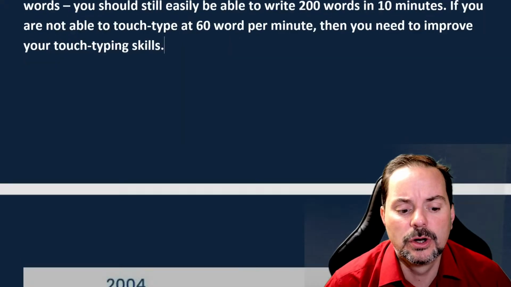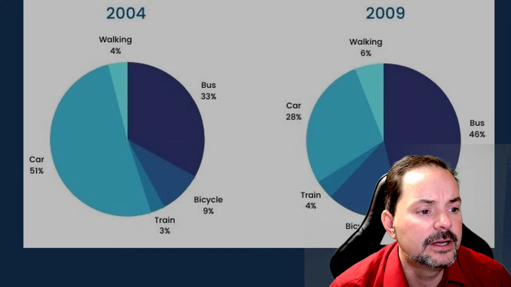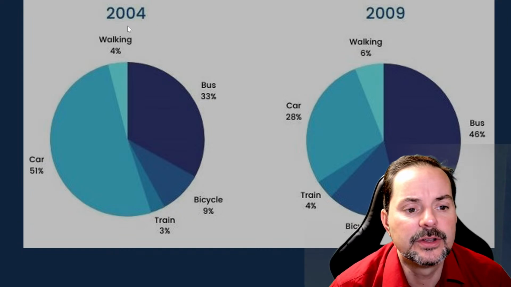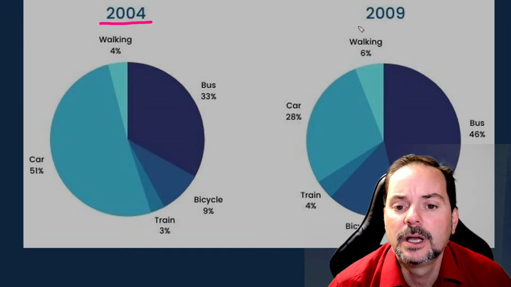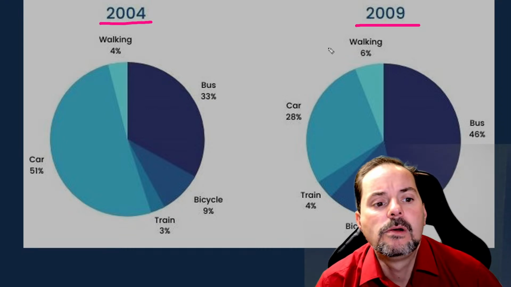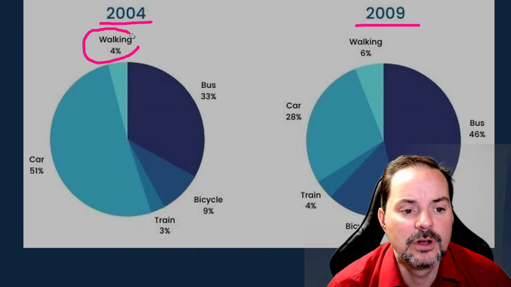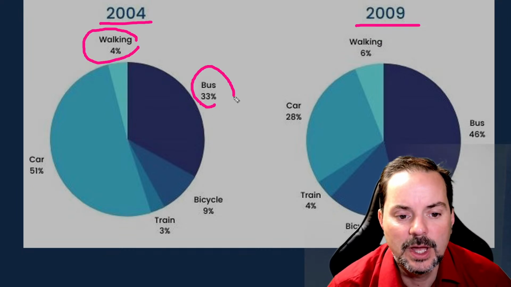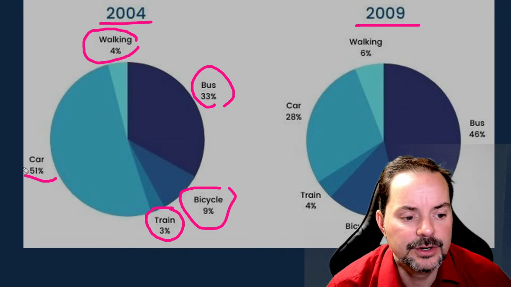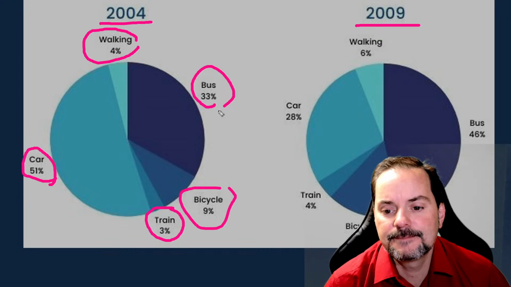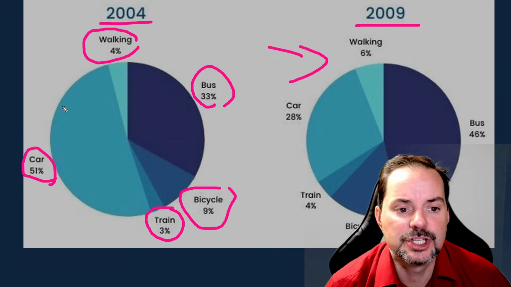Okay, everybody, so here is the pie chart that we're looking at today, and we can see here that we've got the 2 years, 2004 and 2009. We've got the different ways of going to this university. We've got walking, the bus, the bicycle, train, and car. Okay, and then of course we've got the same types of transportation here.